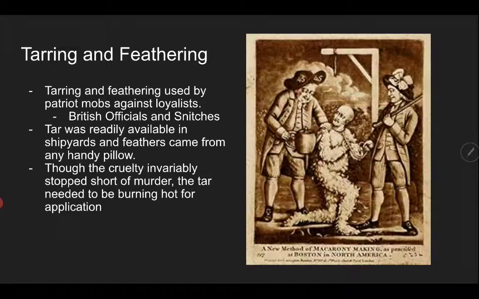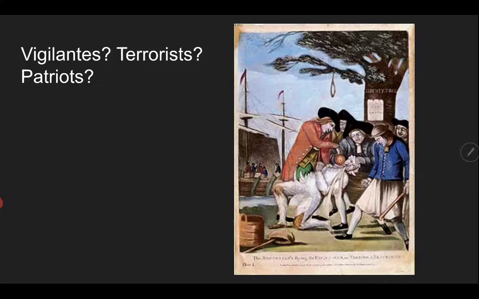One of the more extreme actions that people would do is called tarring and feathering. This would happen in New England. People would have tar because it would be used to make boats, and usually a lot of these interactions happened on the docks. This is essentially British officials and snitches get tarred and feathered. It is burning hot tar put on your body. Usually it would tear off your skin when it came off. I don't know of anyone who got killed this way, but it is definitely torture.